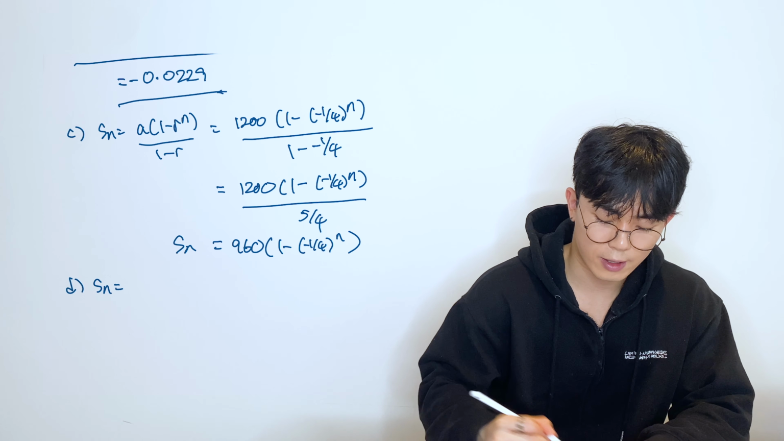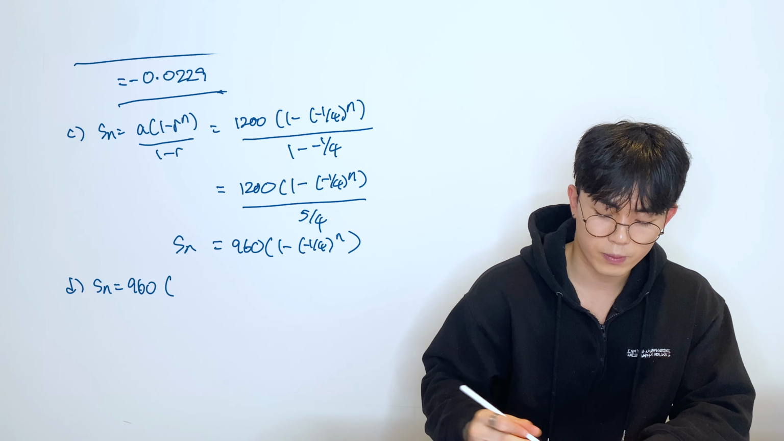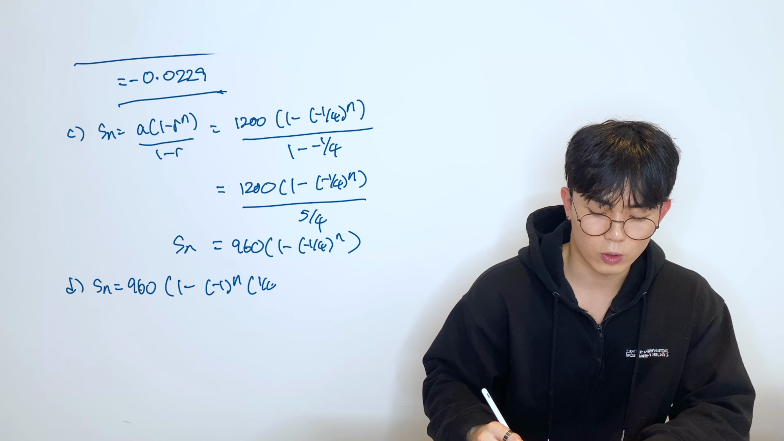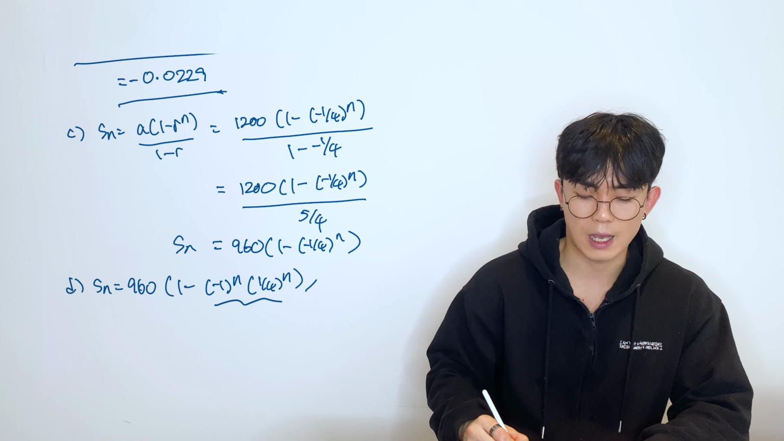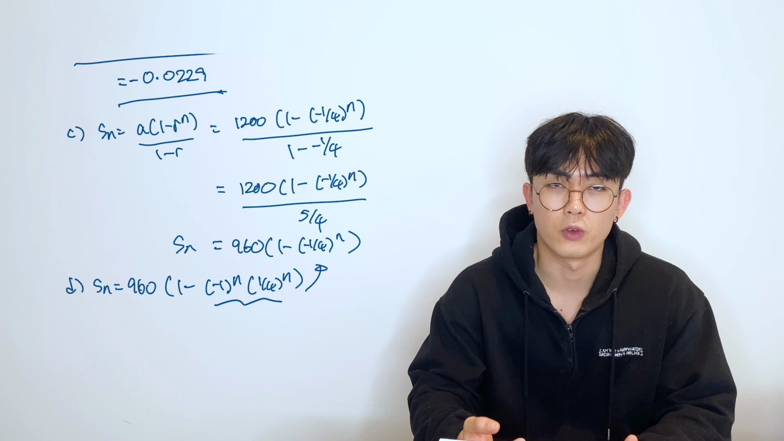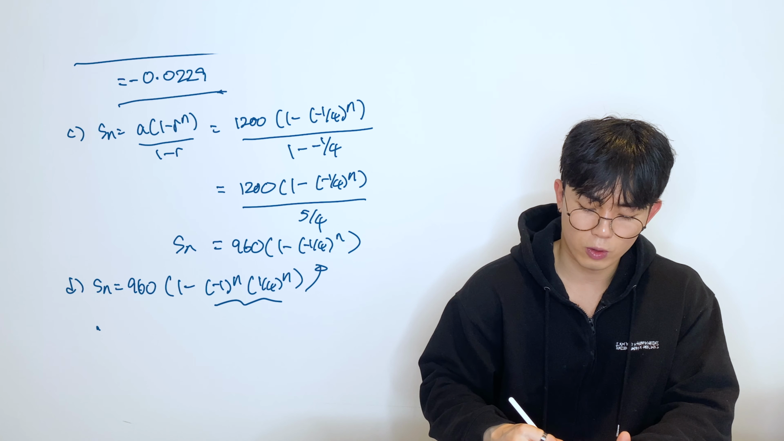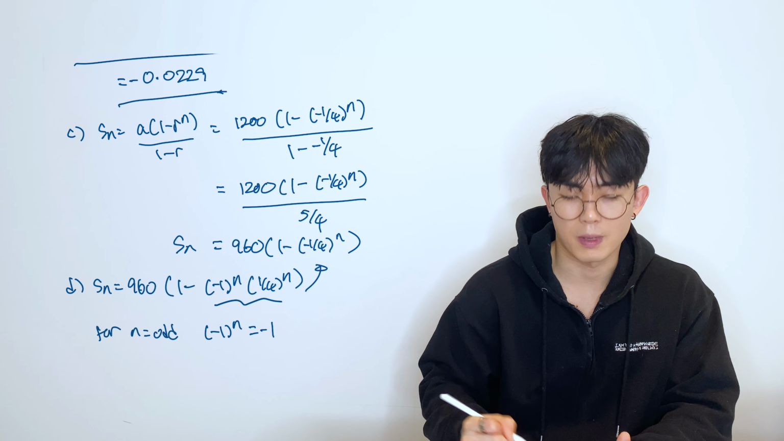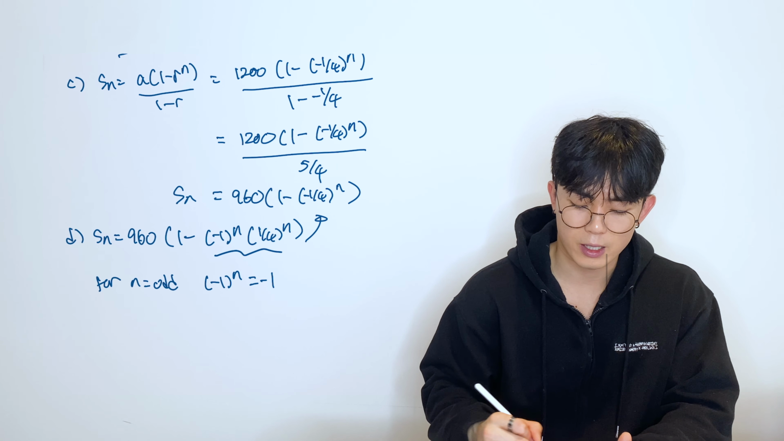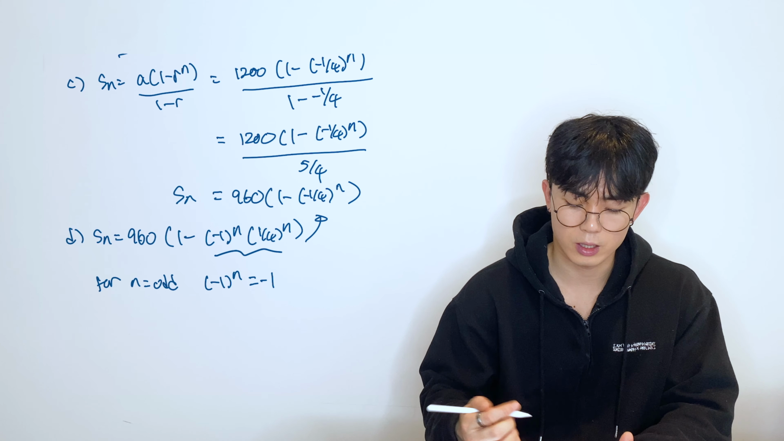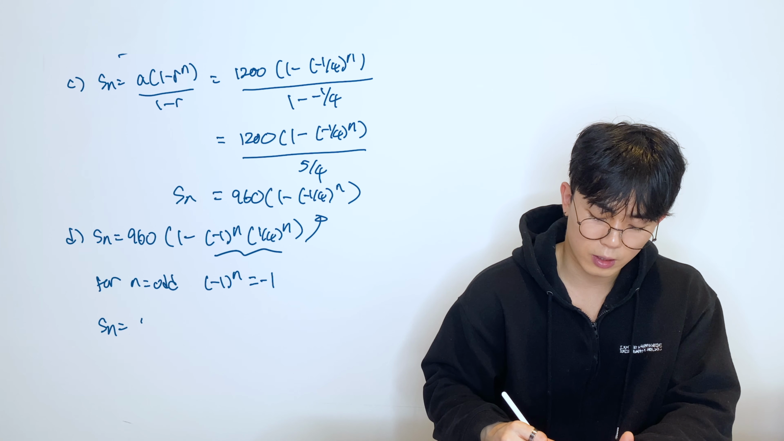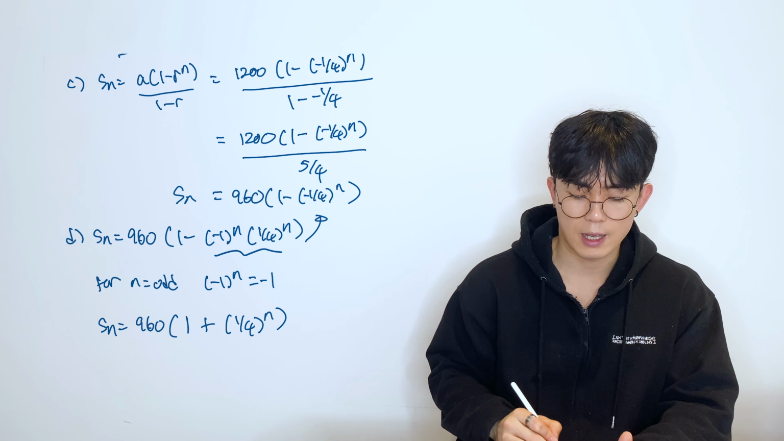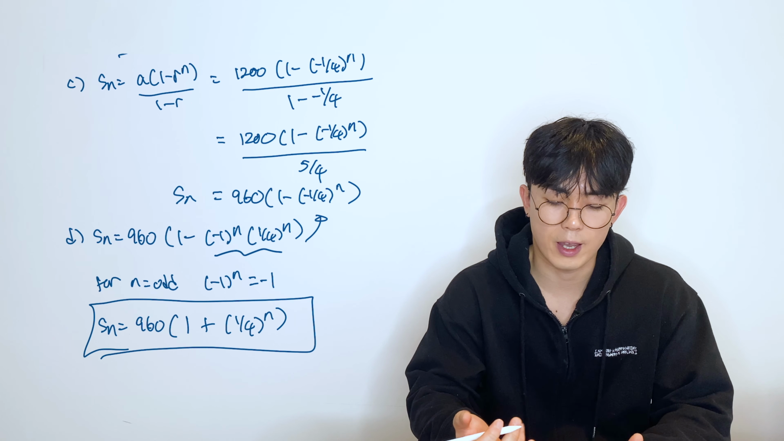So what I can do instead now is say 960 times 1 minus, and I can split it up saying it's minus 1 to the power of n times a quarter to the power of n. As this is the same thing as the original minus 1 over 4 to the power of n. And so for n is odd, minus 1 to the power of n becomes minus 1. And if we have minus 1, then it becomes plus 1, right? So we're going to have Sn is equal to 960 times 1 plus a quarter to the power of n. And this is only for odd values of n.